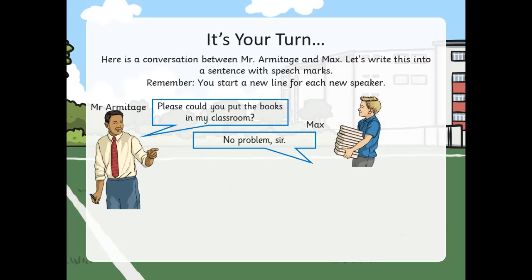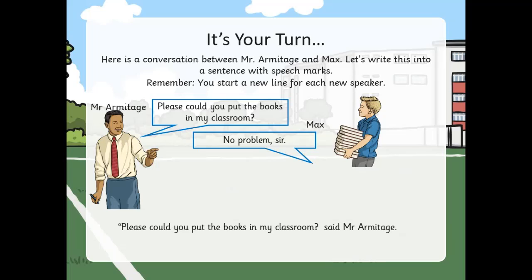So firstly, we write down Mr. Armitage's sentence. That's what he said. "Please could you put the books in my classroom?" We know who said that. It was Mr. Armitage. "Please could you put the books in my classroom?" said Mr. Armitage. The part that is being spoken starts with "please," so we have some speech marks at the beginning. And notice that the word "please" starts with a capital P.